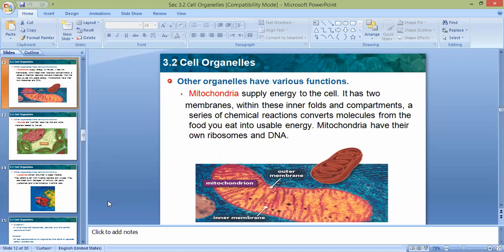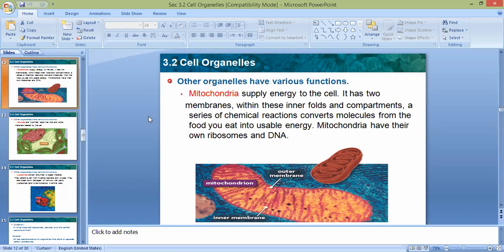Now, what is the function of the mitochondria? Supply energy to the cells. Exactly. We said that all the broken-down parts, the units of the food you eat, will enter the blood. From the blood it will go to the cell. In the cell, these carbon-based molecules will be broken down to supply energy. What is responsible for supplying this energy is the mitochondria.